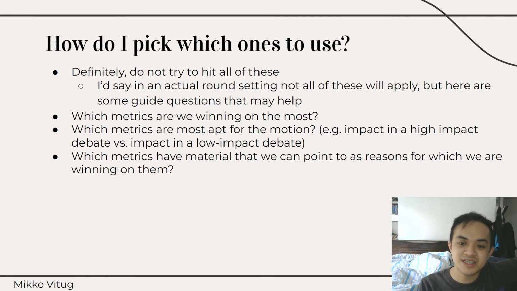Lastly, which metrics have material that we can point to as reasons for which we are winning on them? What I mean by this is, can you point to an argument? Can you point to a rebuttal that you have said earlier that will help you use this weighing reason? For example, if you're going to prove more cost effectiveness, you can't just say we're more cost effective and then use that fact to win the debate. You might have to say we are more cost effective because earlier in your speech or in your partner's speech, you have given reasons that what you're doing is cheaper but achieves a greater or a similar impact as what the other side is doing.